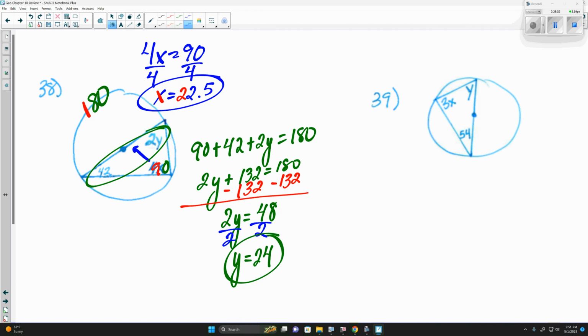Any questions on 38 or 39? We understand how this works? Yes. We're ready for 40 and whatever, 41 probably.